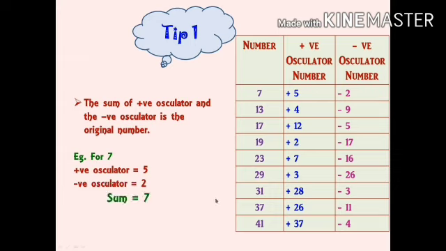So the advantage of this is, if we know one number, we will automatically come to know the other number also. So we can check for 13 and 17 also. For 13, the positive oscillator number is 4 and the negative oscillator number is 9. If we add 4 and 9, we will get 13. For 17, the positive oscillator number is 12 and the negative oscillator number is 5. If we add these two numbers, we will get 17. So we have seen tip 1.